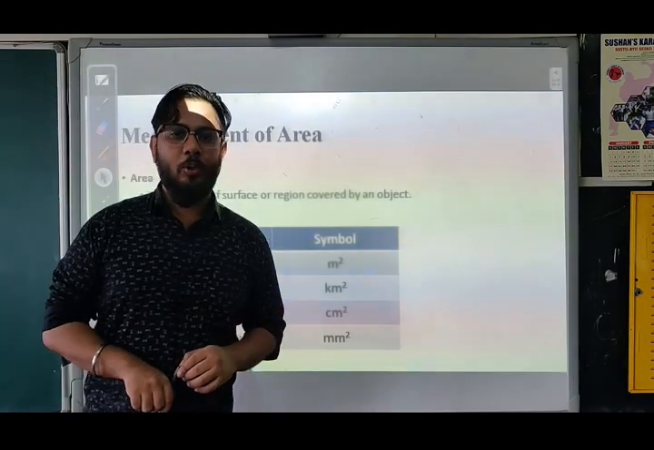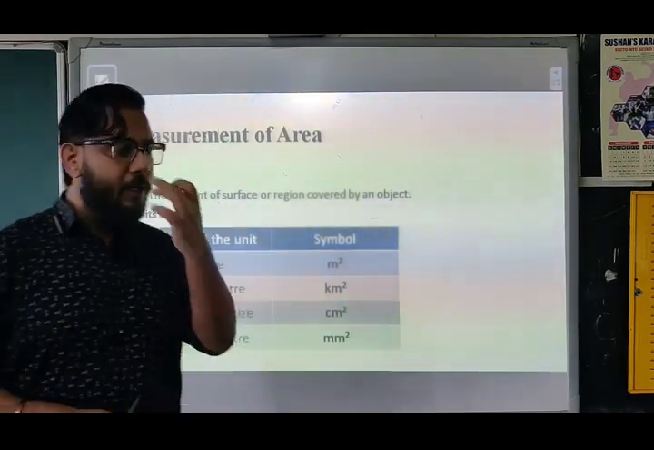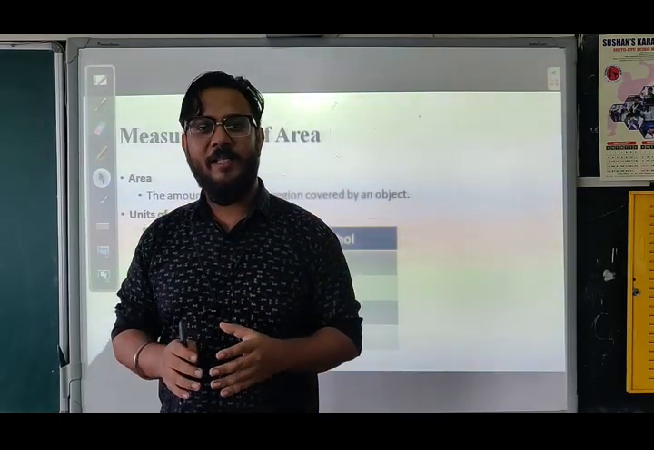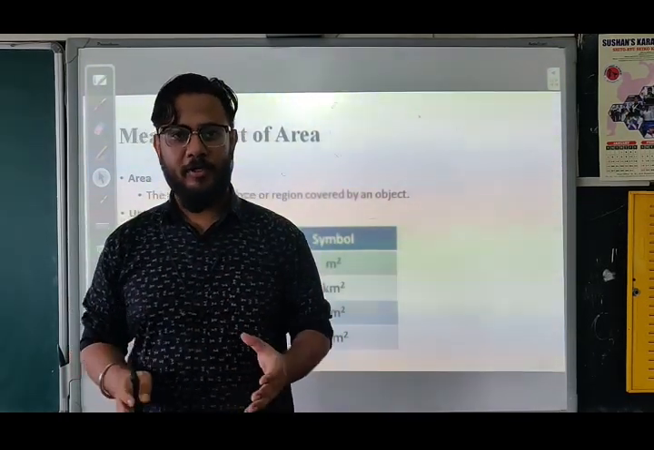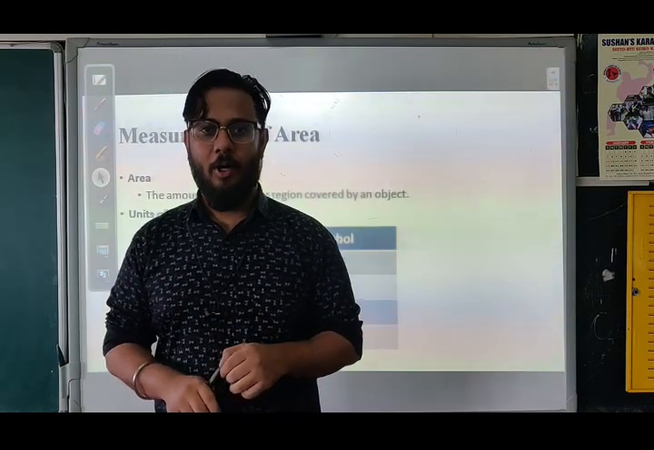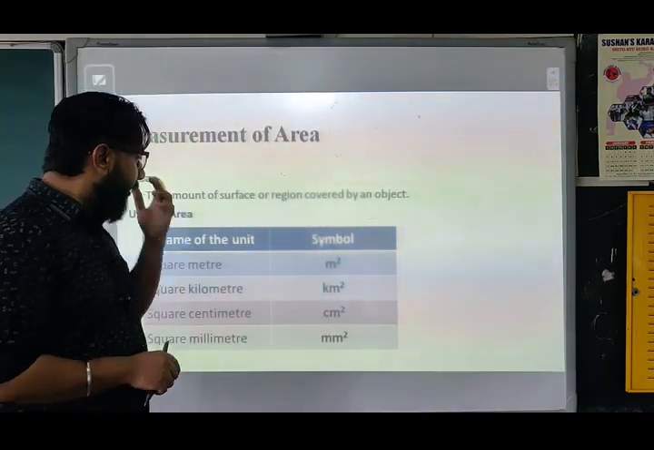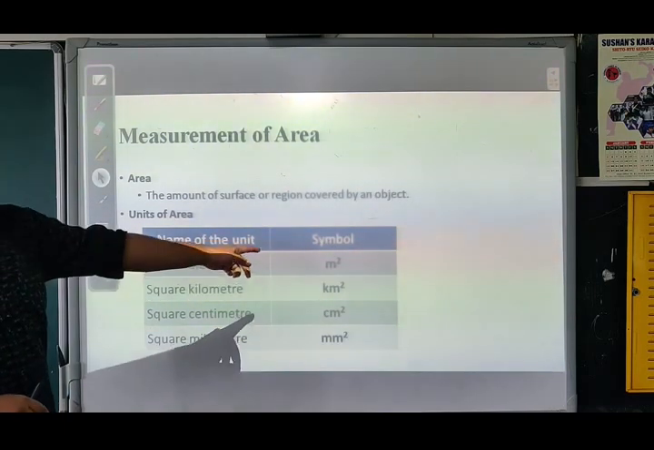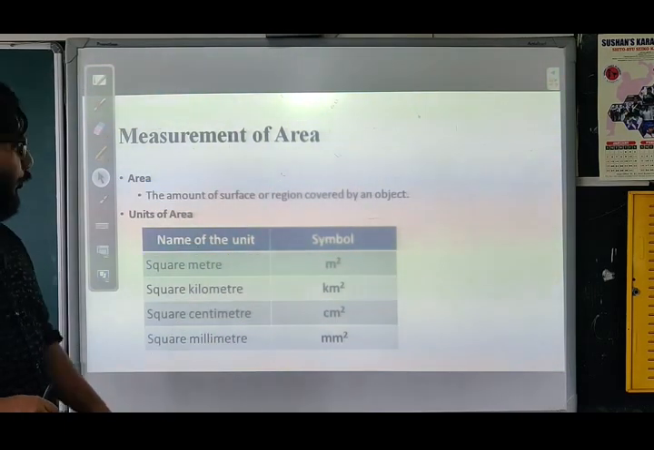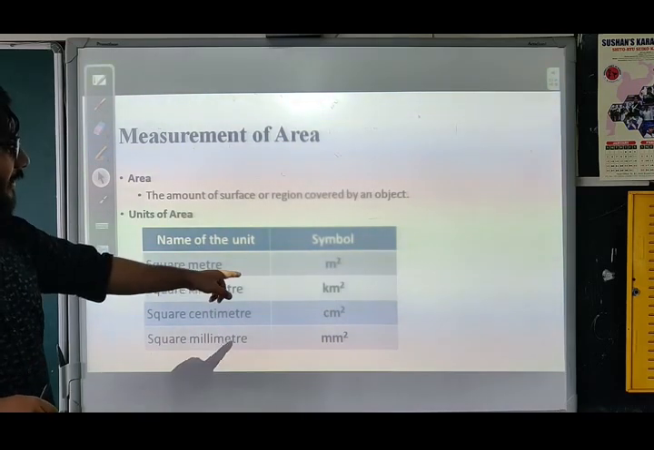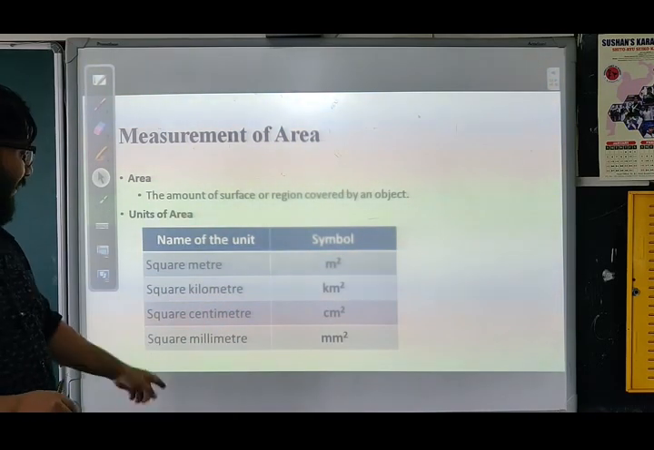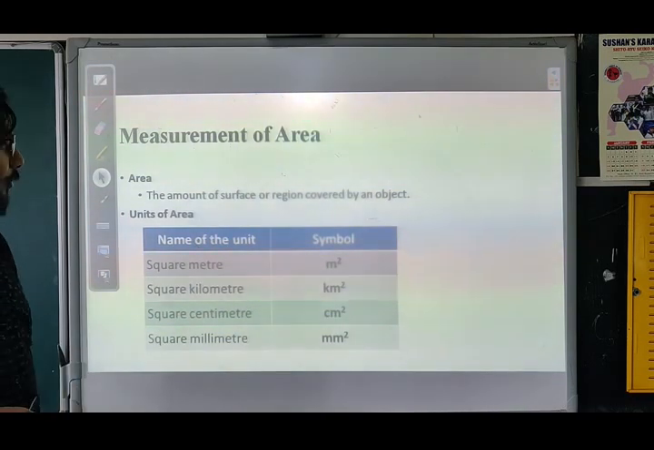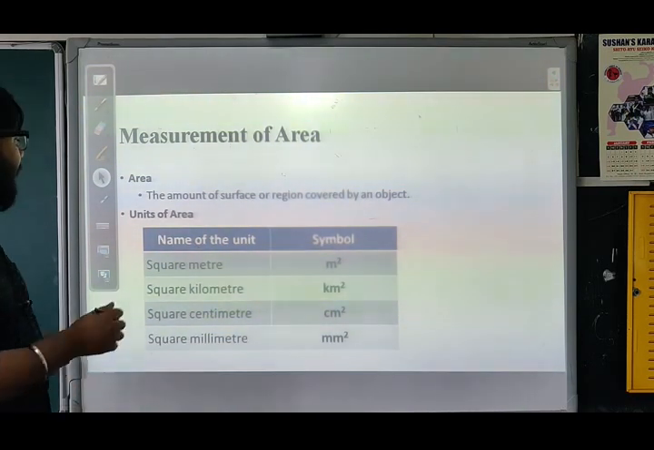Now let's move on to area. Area is basically the surface covered by an object, or the region covered by an object. The units of area are square meter, which we write as meter to the power 2, square kilometer, that is km to the power 2, square centimeter, cm to the power 2, and square millimeter, mm to the power 2. These are area units.